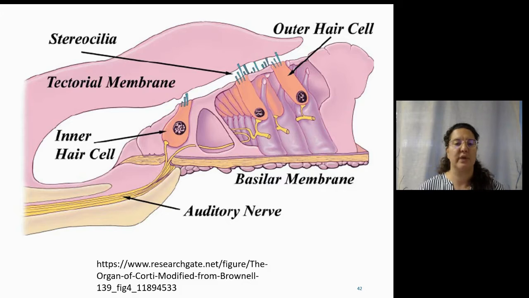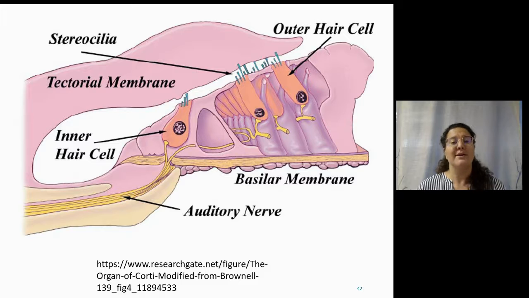So what happens during hearing is the sound waves that have been amplified through the outer and middle ear will make sound waves in the fluid that fills the cochlea, and they'll cause that basilar membrane to rise and fall, just like a boat would on the ocean. And then those little hair cells, stereocilia, will rub against the tectoral membrane, and then those hair cells are going to be stimulated, and they're going to send a message through the auditory nerve to the temporal lobe so that we can identify our hearing.